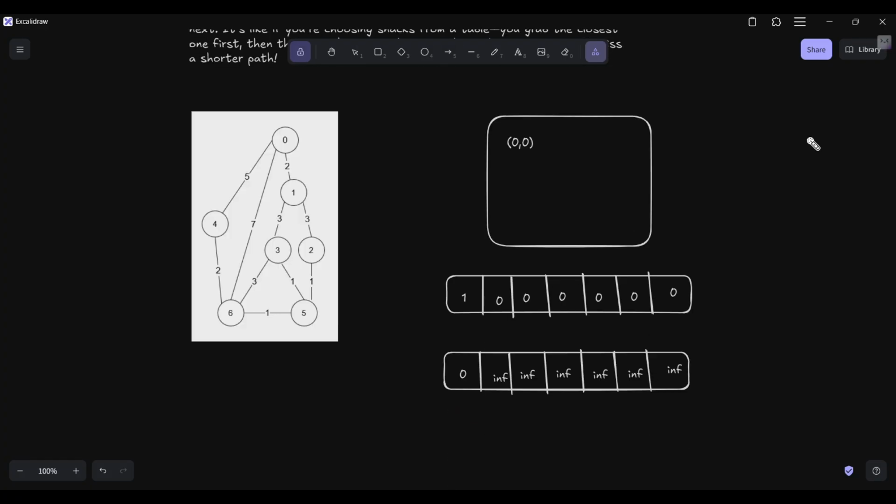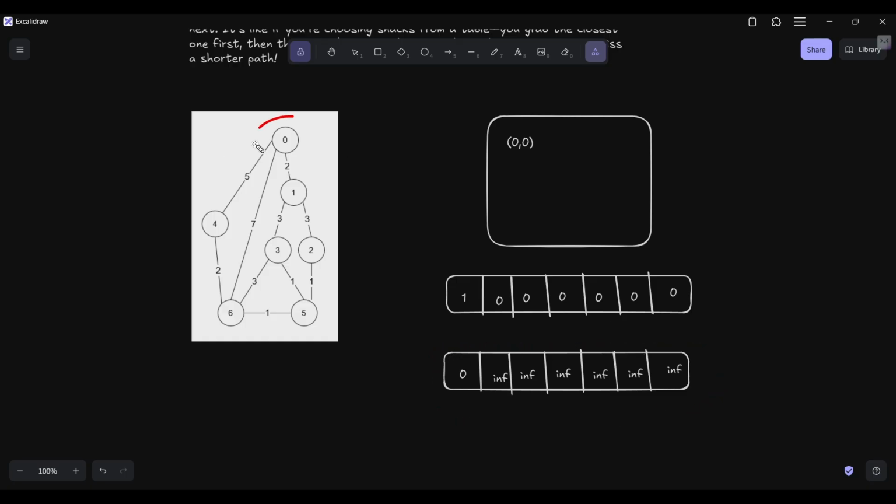You can see I have set up all the things that we are going to use. This is the minimum heap, I'm going to explain it again. The minimum heap will store the nodes with the closest distance from 0. And this is the path count, which will calculate the number of ways in which we can reach any node. And this is the shortest path distance to each node.